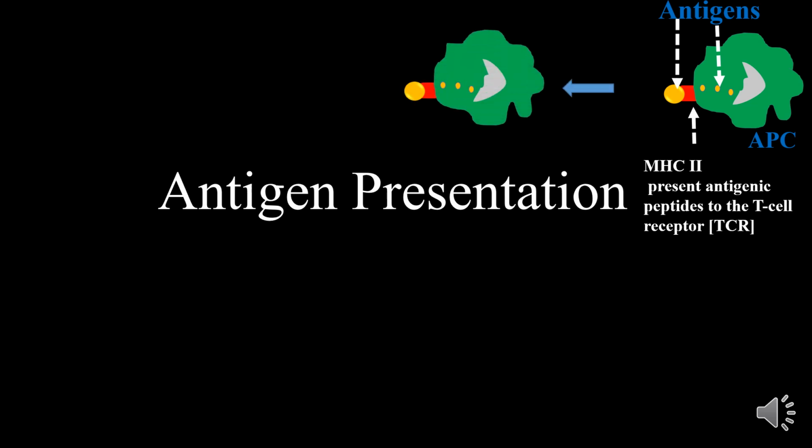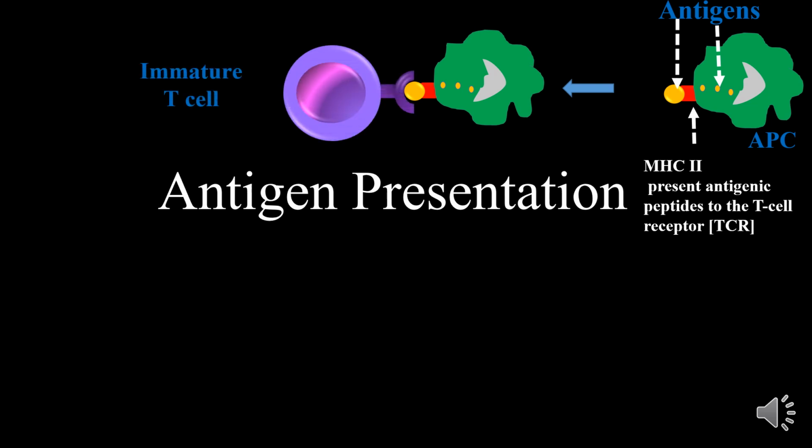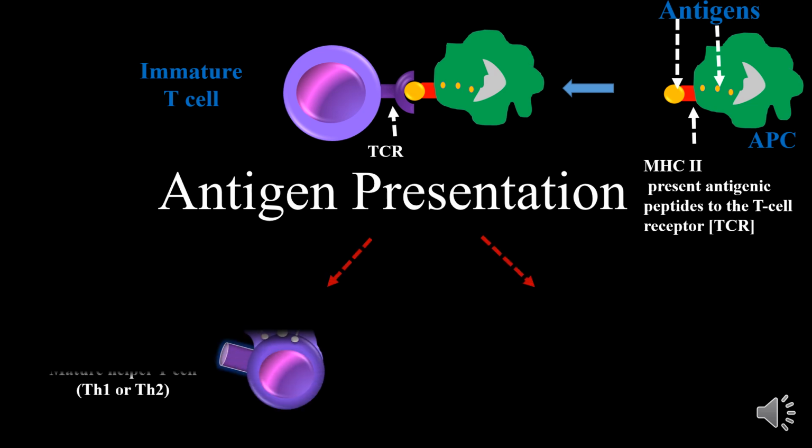Let's see. So now the APC is taking the peptide on its surface, which is loaded onto the MHC molecule, to the immature T cell. The immature T cell has a T cell receptor. This receptor can recognize the antigen that is loaded on the MHC of the antigen presenting cell. On recognizing, the T cell undergoes a process of maturation.